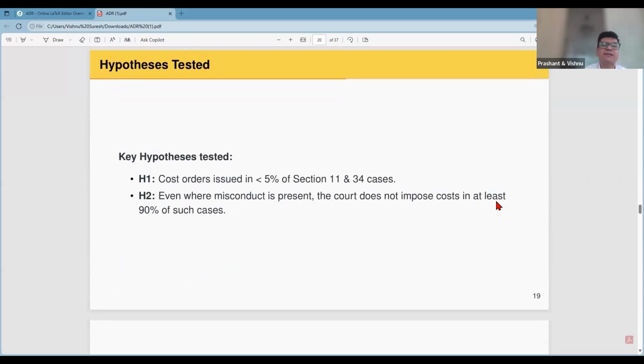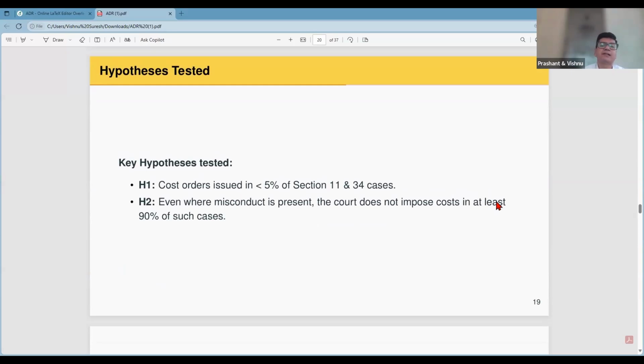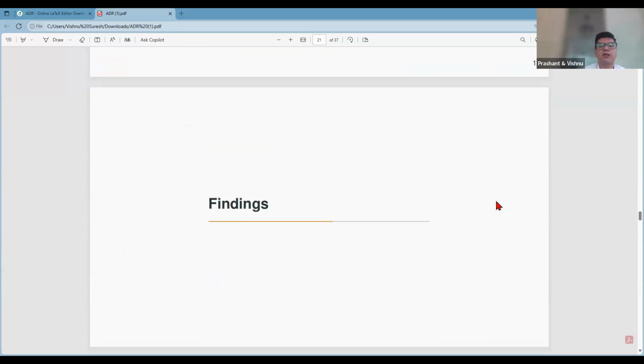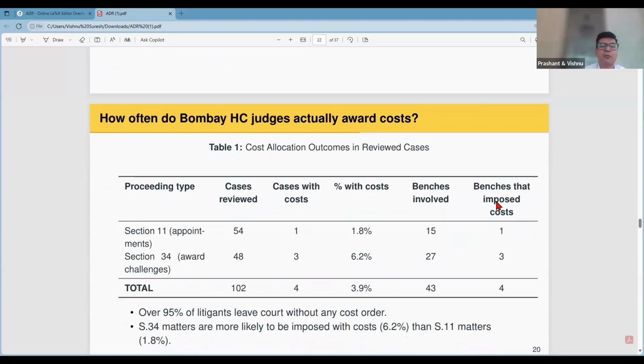2 hypotheses we came up with. First is that cost orders are issued in less than 5% of Section 11 and 34 cases. And hypothesis 2, even where misconduct is present, the court does not impose cost in at least 90% of such cases. So here is what we found.